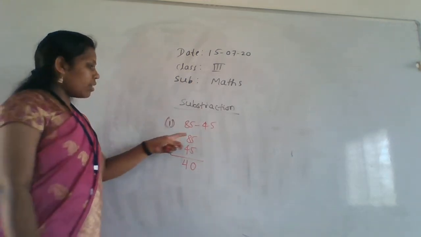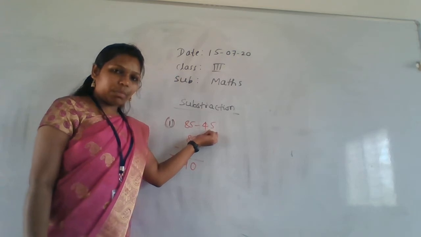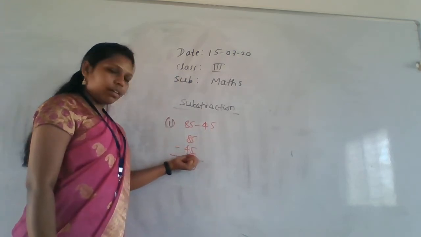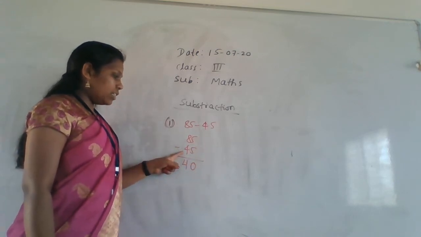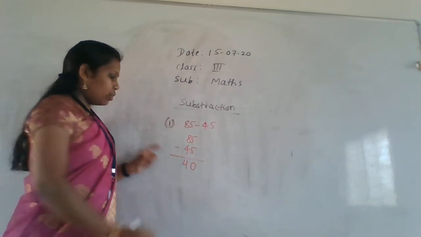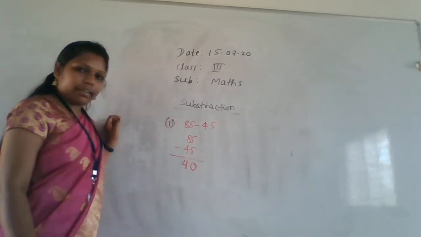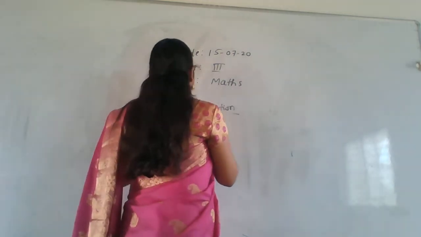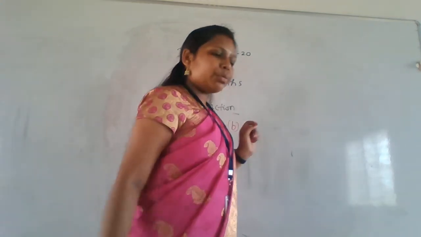What is this? 85 minus 45, the subtraction problem they have given here. Write 85, and below that 45. 5 minus 5 is 0. 8 minus 4 is 4 here. So the answer will be 40. Getting it? Next, what have they given? That is problem A. Next to it, you have to do problem B.